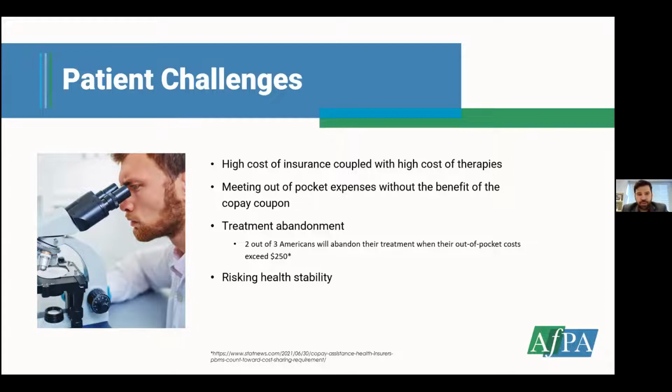And so due to many of these reasons, we have a lot of concerns about copay maximizers and copay accumulators. And that's why many organizations have been working at both the state and the federal level to ensure that these programs can't harm patients anymore.